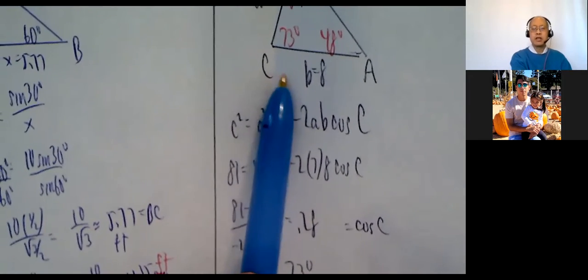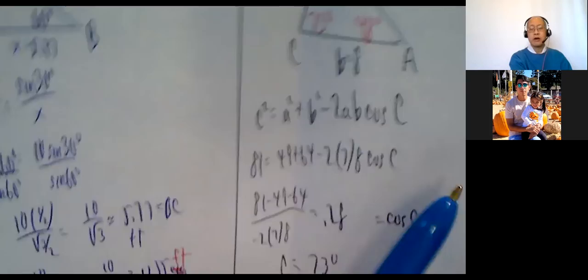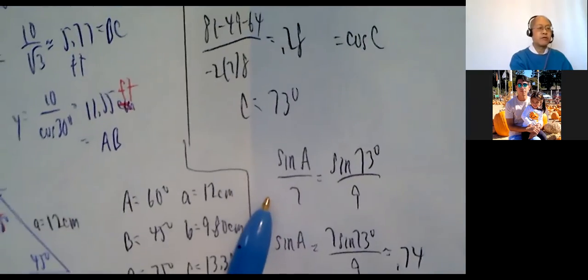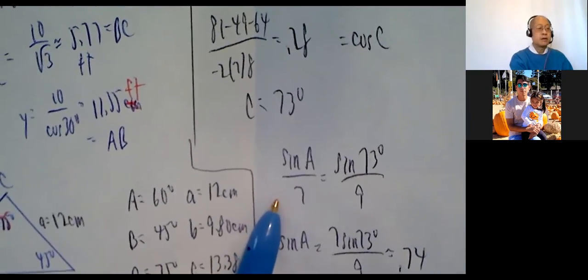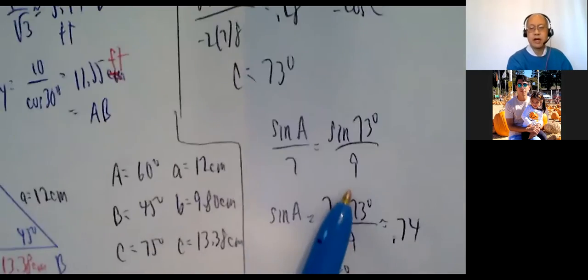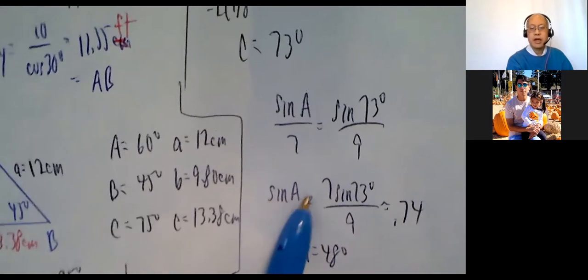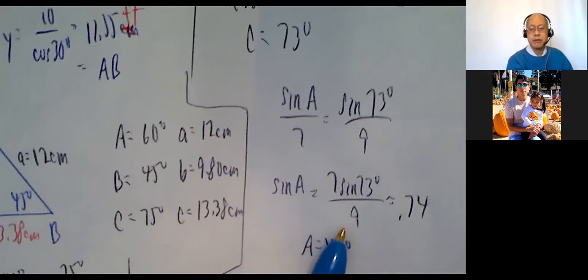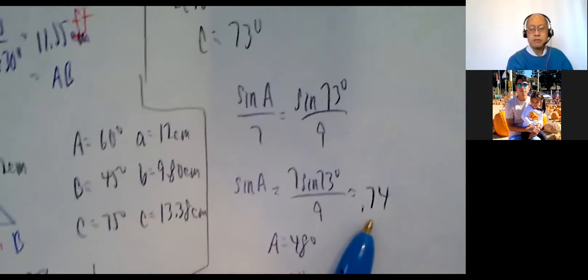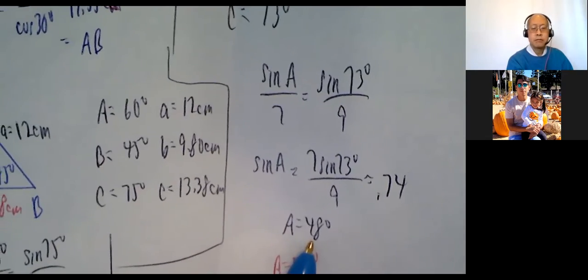And now that you have 73 degrees, you could switch back to the law of cosines again, but law of sines is a lot faster. So sine of A over 7 equals sine of 73 degrees divided by 9. Multiply by 7. Sine of A is 7 sine of 73 degrees divided by 9. It's about 0.74. Hit inverse sine, A is 48 degrees.